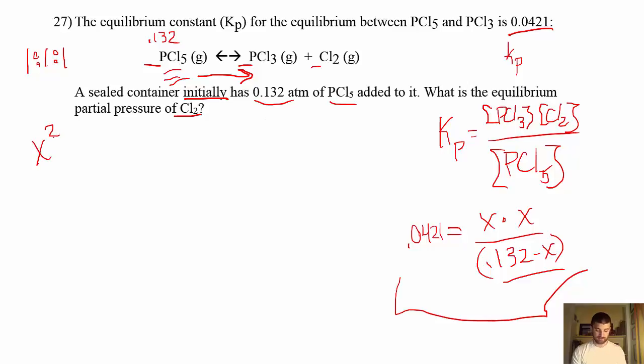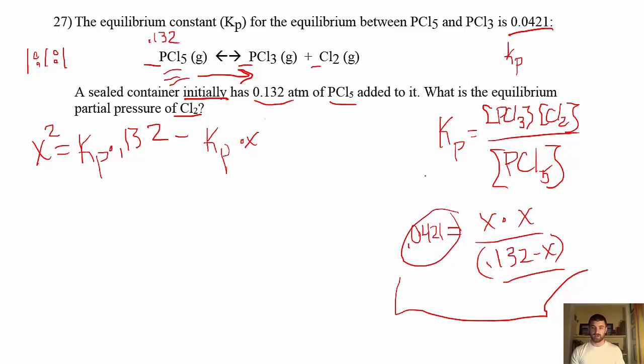x squared equals the Kp times 0.132 minus Kp times x. And what I did there was, instead of working with this ugly number, I was like, hey, I don't want to work with that ugly number. I'm going to work with Kp for a little bit because it's a little easier. So I distributed that, multiplied this across, distributed Kp.